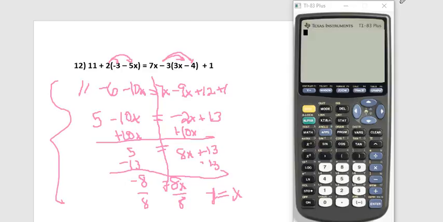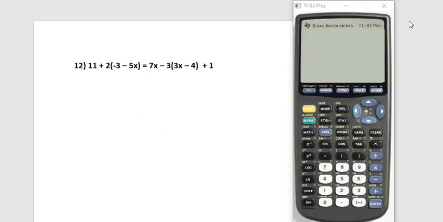Let's talk about, again, we've done this in the calculator. We're going to do this in the calculator. Oh, that just went away. We got negative 1 though, right? All right, so y equals, since we only have one variable in here, that's how we know we can use y equals. We're going to do the 11 plus 2 parenthesis negative 3 minus 5x.